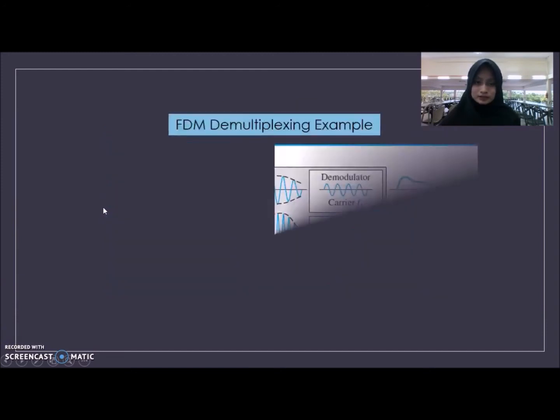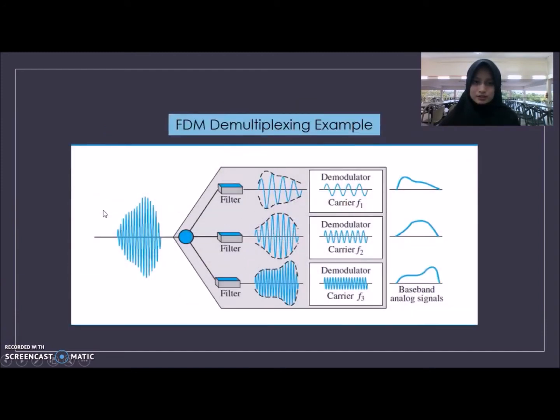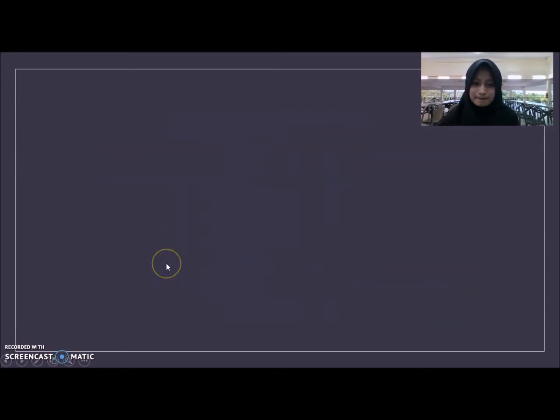Okay, next is the FDM demultiplexing example. For demultiplexing, the demultiplexer uses a series of filters to decompose the multiplexed signal into its constituent component signals. The individual signals are then passed to a demodulator that separates them from their carriers and passes them to the output lines. So this is a conceptual illustration of the demultiplexing process.